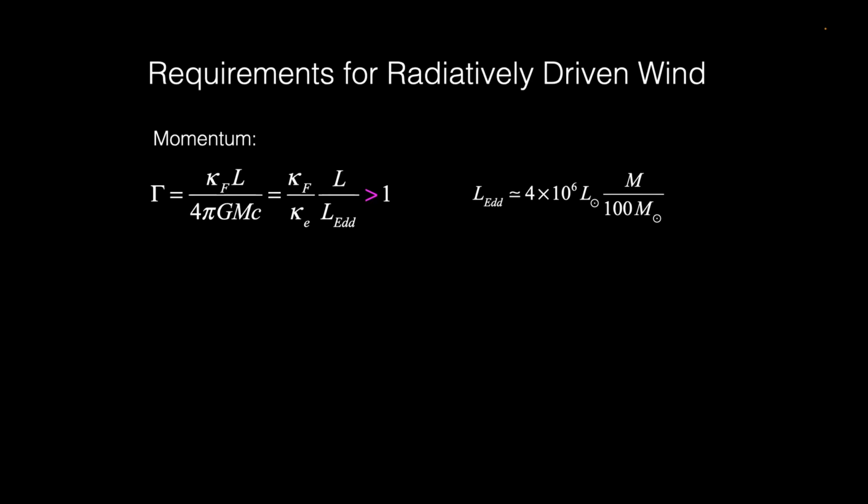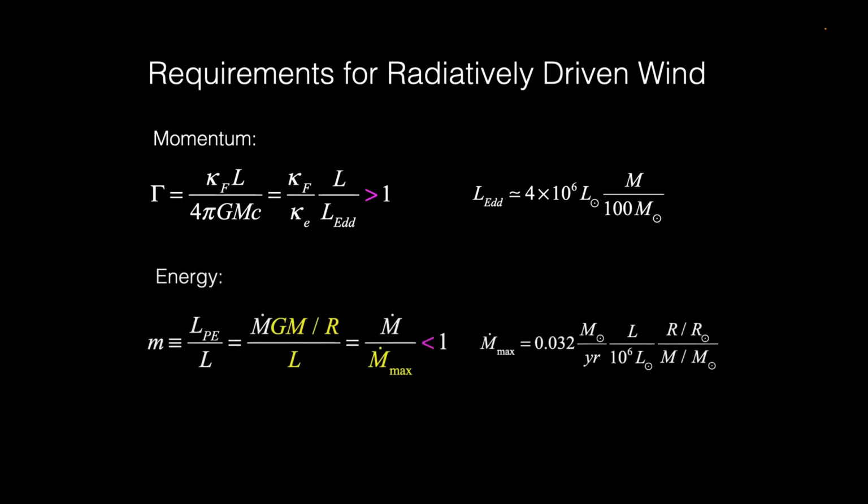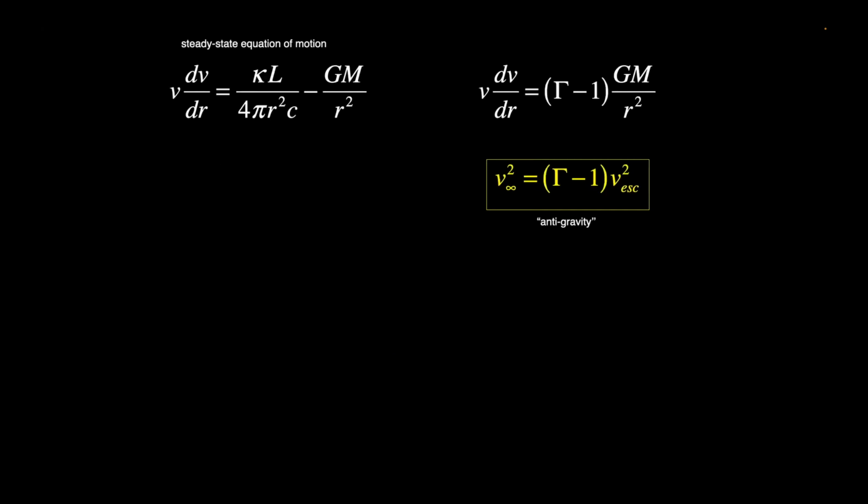So the other thing you have to have is the energy. So there's a relationship between the potential energy you need to lift a wind and the luminosity that you have available. And I call this the photon tiring number, because as the photons do work to lift the gas, they're going to become less and less energetic. Anyway, those are the parameters for that. So those are the key ideas.